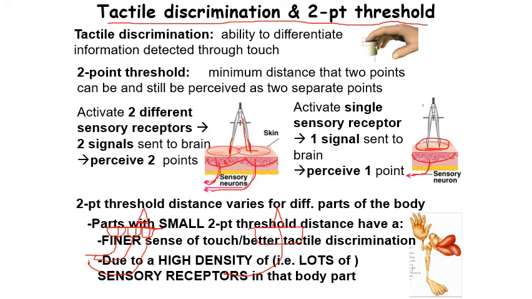So it's kind of an inverse relationship. Where I have a higher density of receptors, I would have a lower two-point threshold. That means I have an ability to determine two points at a smaller distance apart.